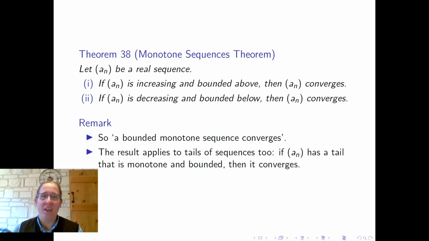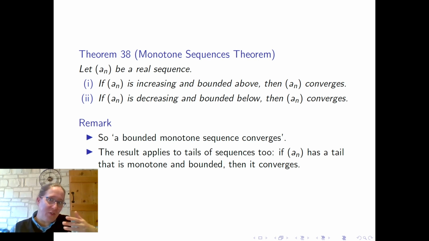they converge. Another comment is that this applies to tails of sequences as well. So if the real sequence a_n has a tail that's monotone and bounded, then it converges. And we know that the tail converging means the whole sequence converges. So maybe our sequence oscillates in some complicated, not monotone way for a bit. It doesn't matter. As long as from some point on, it's bounded and monotone, that's all that affects convergence.